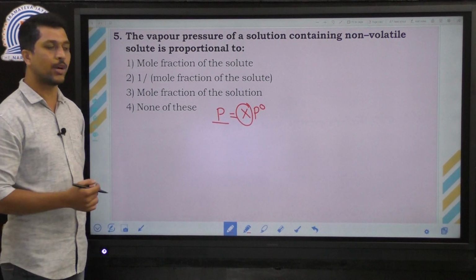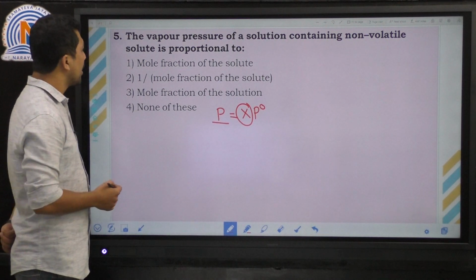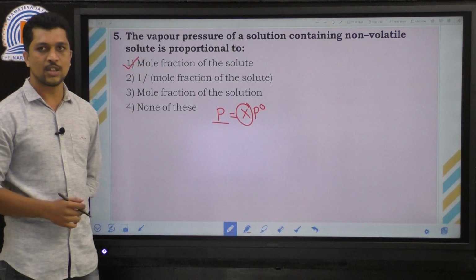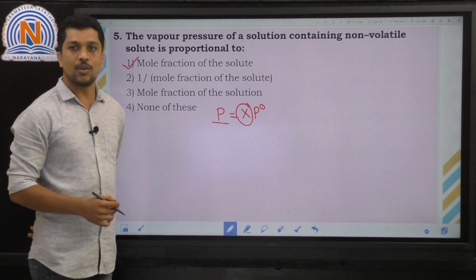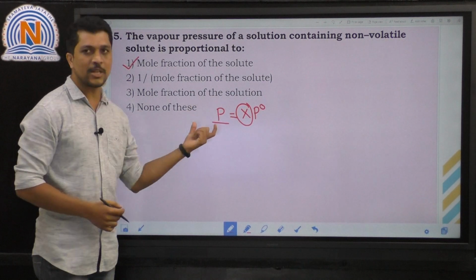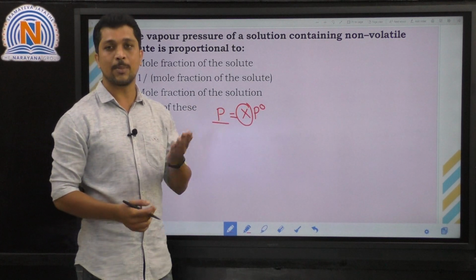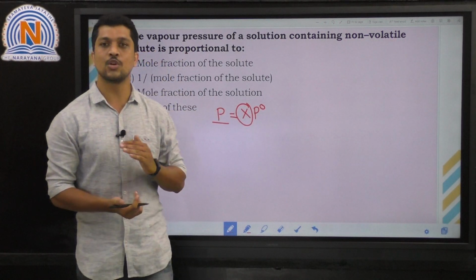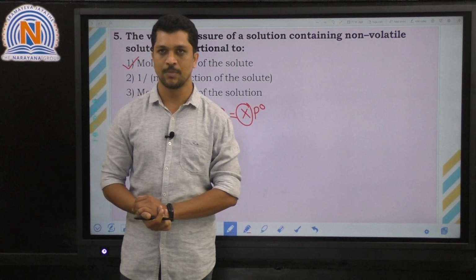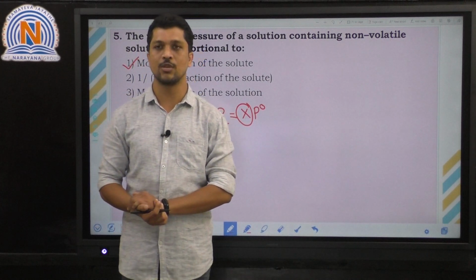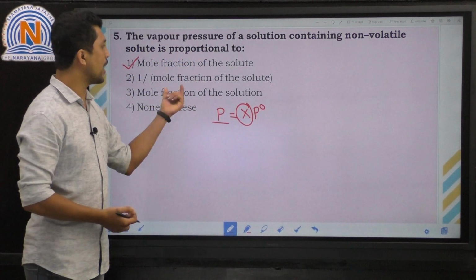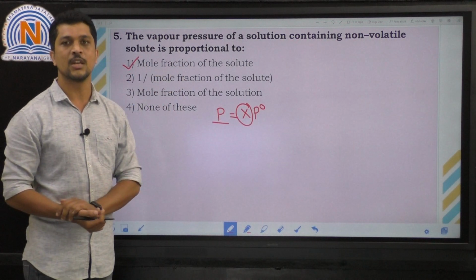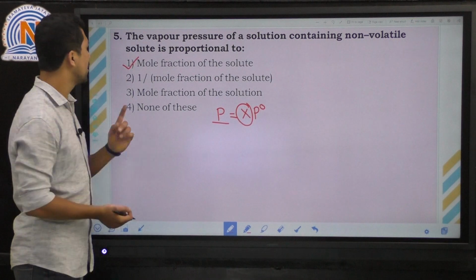So here the correct option is the first option, mole fraction of the solute. The vapor pressure of the solution is directly proportional to the mole fraction of the solute whenever the solute is a non-volatile solute. So the correct option is the first option.